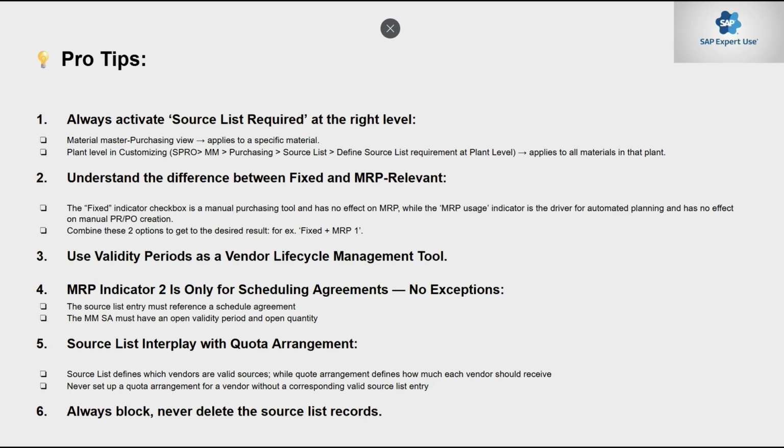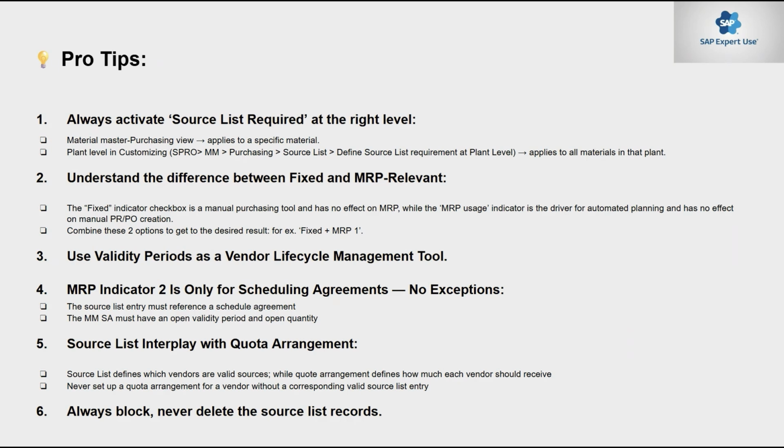Plant level activation, although it might sound appealing, it can generate massive maintenance overhead because every material in that plant would need a valid source list before any PO can be created. So maybe it makes more sense to activate it at the material master view, but this is something for you to decide on your specific implementation project.